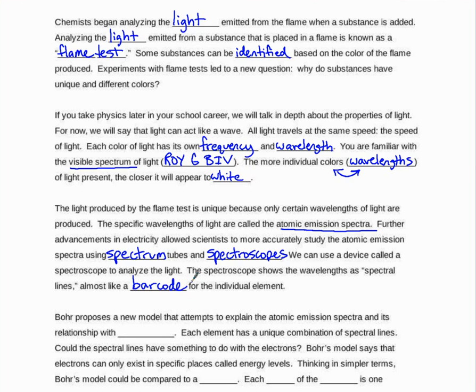So you'll see these in class, but what you might find is that an element during a flame test or using a spectrum tube will have a couple of red lines, maybe an orange line, maybe a blue and a purple over here. And this would be kind of the barcode for the element. It's a very unique signature, something that you'll see in depth soon.